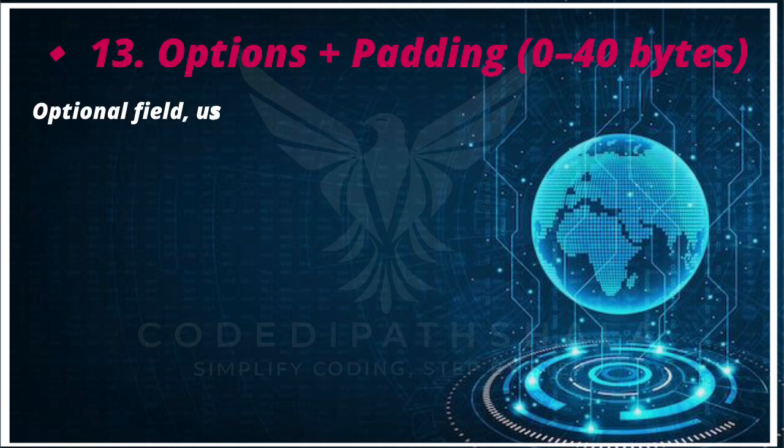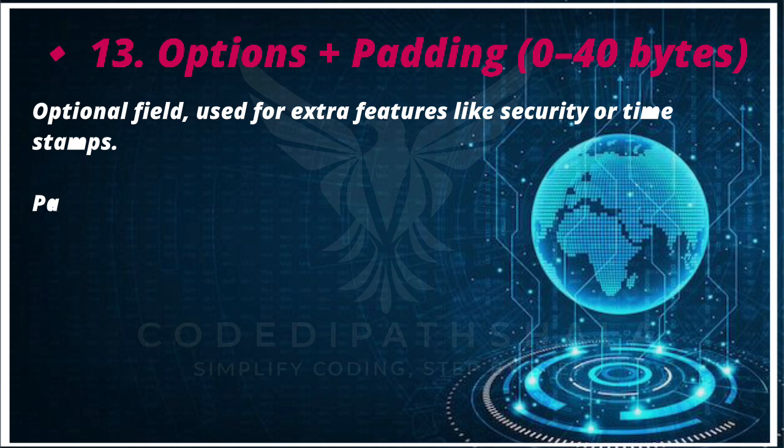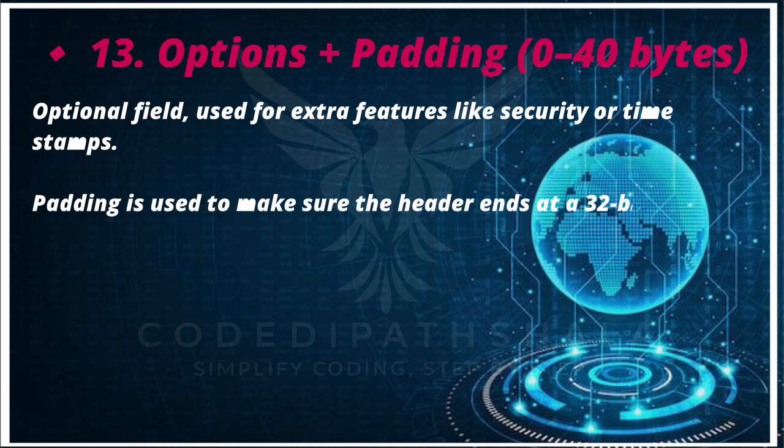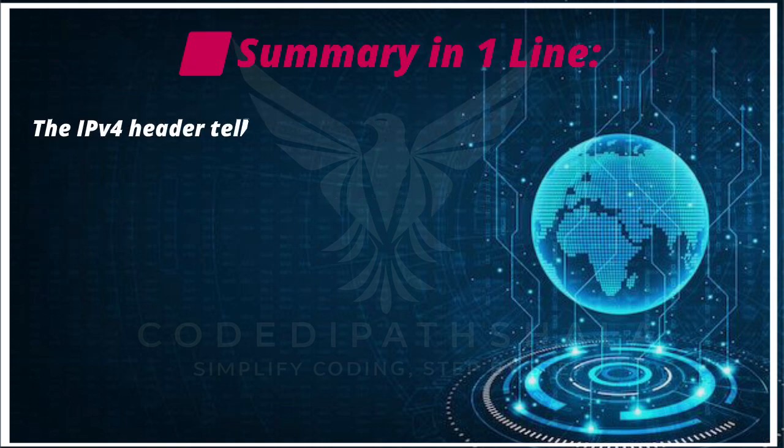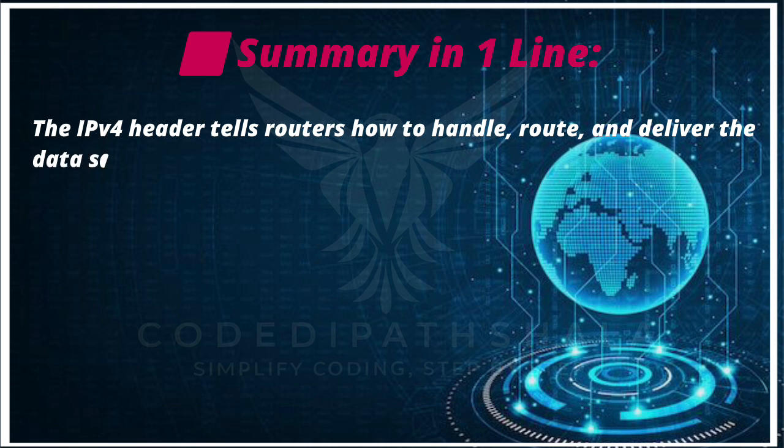13. Options plus padding, 0 to 40 bytes. Optional field, used for extra features like security or timestamps. Padding is used to make sure the header ends at a 32-bit boundary. Summary in one line: the IPv4 header tells routers how to handle, route, and deliver the data safely and correctly.